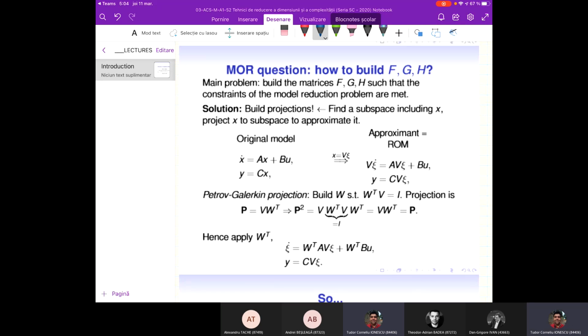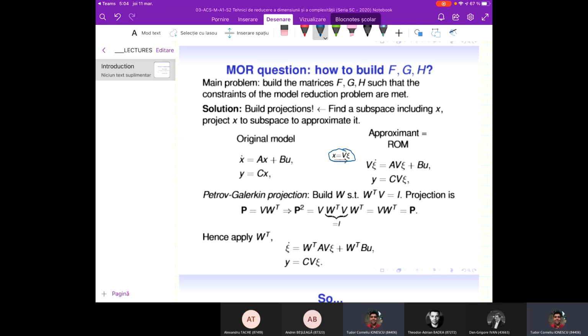The solution to the problem is to build projections. The projections are the solution to this problem. Okay, so you would like to find a subspace that includes the original X, and you'd like to project this X to the subspace to approximate it. Of course, the subspace is of lower dimension. So to build the projection, you write this relation.